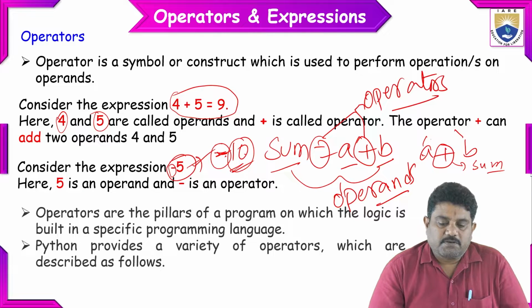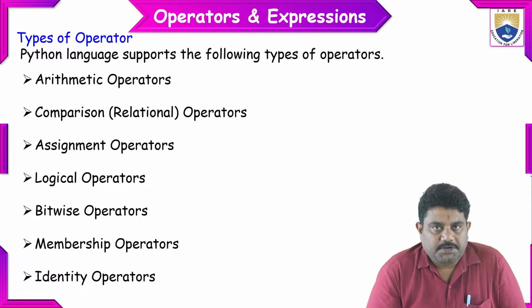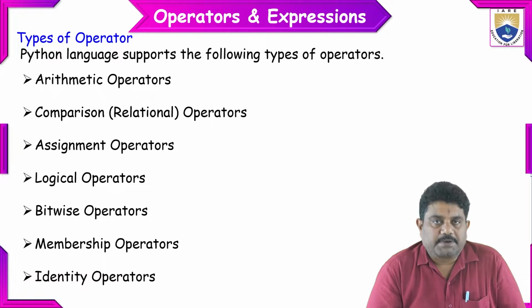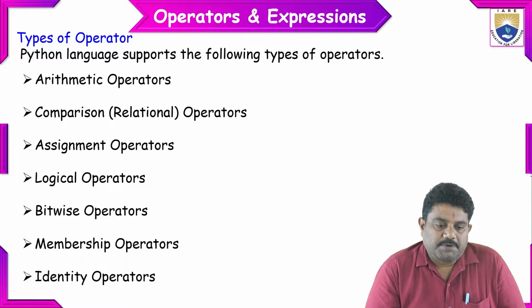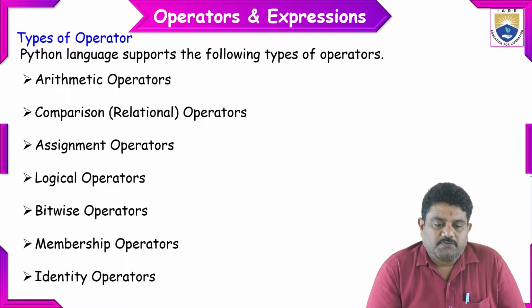So Python provides a variety of operators. See the operators in Python. There are arithmetic operators, which represent the arithmetic operations, for example addition, subtraction, multiplication, division, modulo division, and floor division. Like that, we have many operators, and even exponential operations. These many types of operations are there in arithmetic operators. Next, comparison or relational operators, comparing two values, whether they are equal, less than, greater than, less than or equal, greater than or equal, or not equal. To compare two operands, we use the comparison or relational operators.